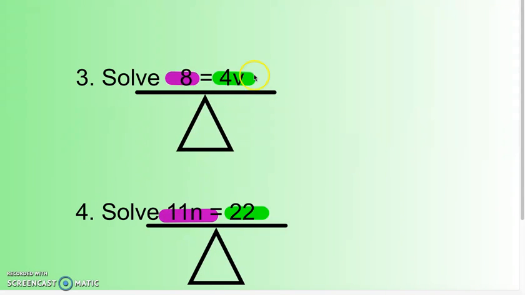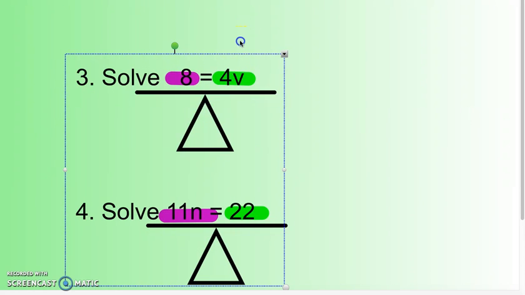How about this one? This is 8 is equal to 4v. And remember, when a number is next to a variable, it means times. So this is 8 is equal to 4 times some number. So how could we get the right side to be the same as the left side?